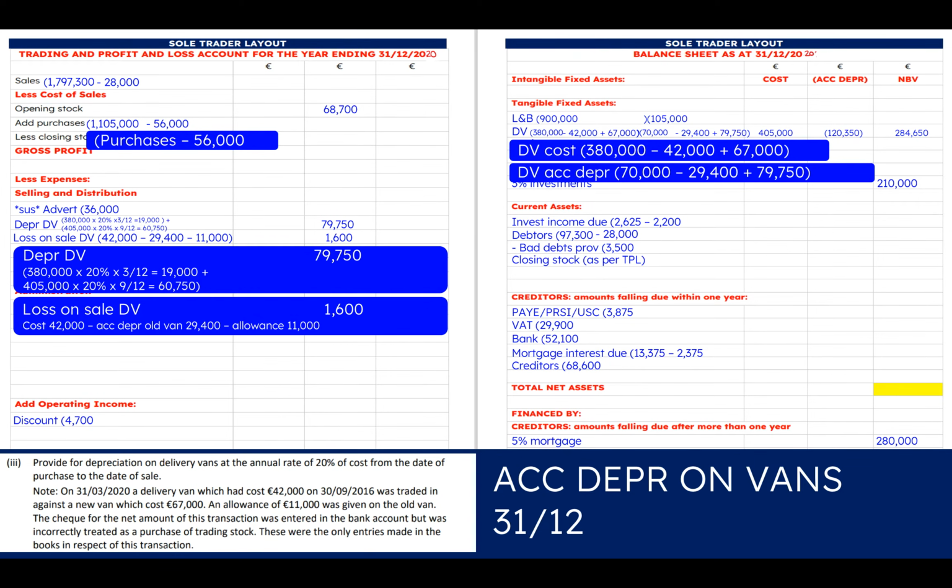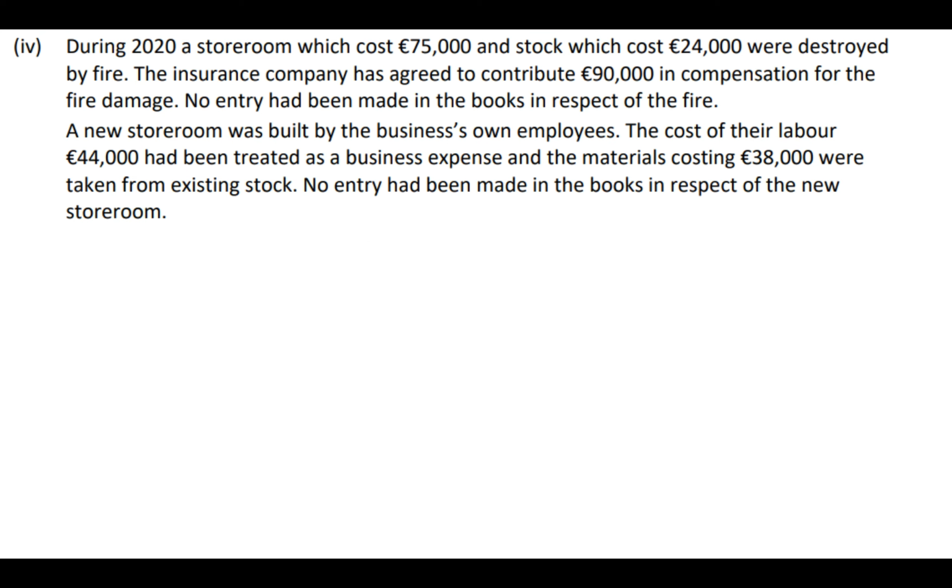Moving on to the next adjustment, adjustment number 4. During 2020, a storeroom which cost €75,000 and stock which cost €24,000 were destroyed by fire. The insurance company has agreed to contribute €90,000 in compensation for the fire damage. No entry had been made in the books in respect of the fire. A new storeroom was built by the business's own employees. The cost of their labour, €44,000, had been treated as a business expense, and the materials costing €38,000 were taken from existing stock. No entry had been made in the books in respect of the new storeroom.